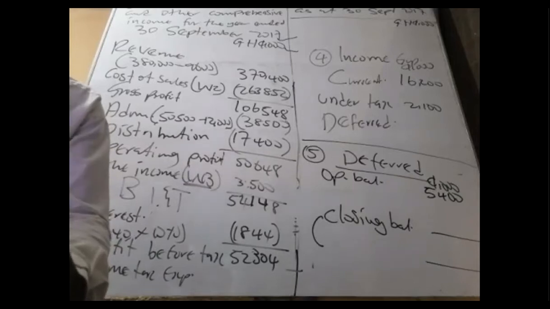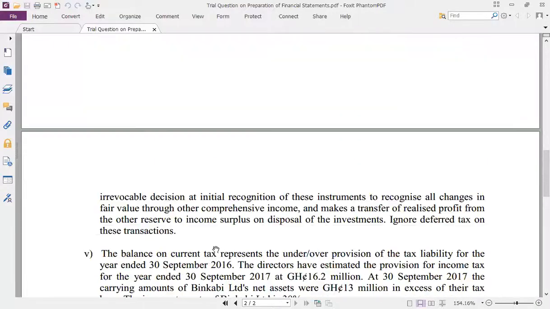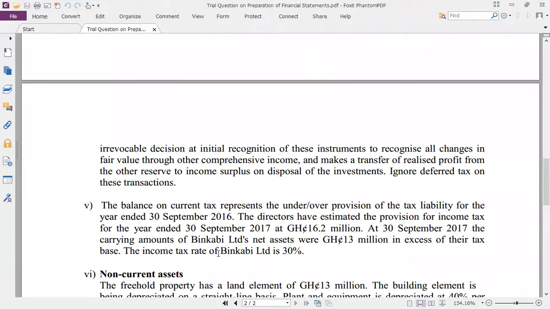In fact, I'll give you a shortcut. If you go to the figures, you find a difference and multiply by the tax rate. If you are given only one, just pick it and multiply by the tax rate. They've done the calculation already for you. Don't even worry yourself. It says here: at 30 September 2017, the carrying amount of Bigabish Limited's net assets were 13 million in excess. So the carrying amount was more than their tax base.